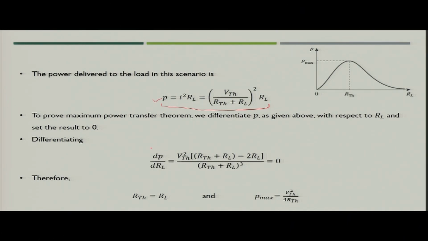How did we derive it? We used dP by dRL, that is, differentiation of power P with respect to the variable, that is the load, and we established that the derivative of P with respect to RL is 0 when RTH is equal to RL. That means, at RTH equal to RL, the maximum power transferred to the load is VTH square upon 4 RTH.